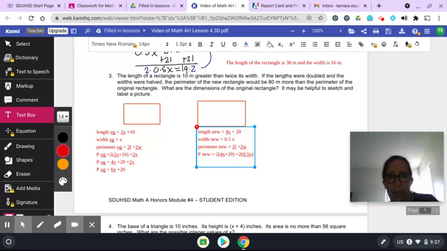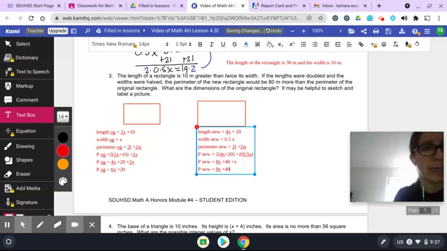Clean it up. Perimeter new, I am distributing: 8x plus 40 plus half of 2 is 1x. I am combining like terms. Perimeter new equals 9x plus 40. Oh my gosh, I haven't even got to the equation yet.